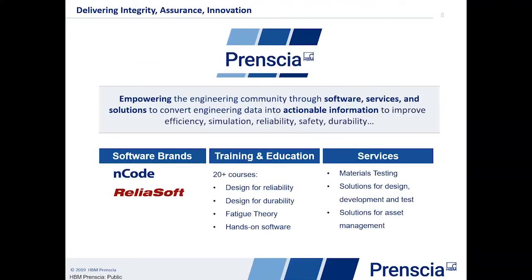So first, let's start with a few words on HBM Prenscia. Who are we? HBM Prenscia is a software company, and we have two brands, two families within the company, the nCode and the Relyence software brands. We also provide a lot of training and education. We have courses designed for reliability and durability. We are also rather well known for static theory. And we also provide services and material testing, especially for fatigue, for example.